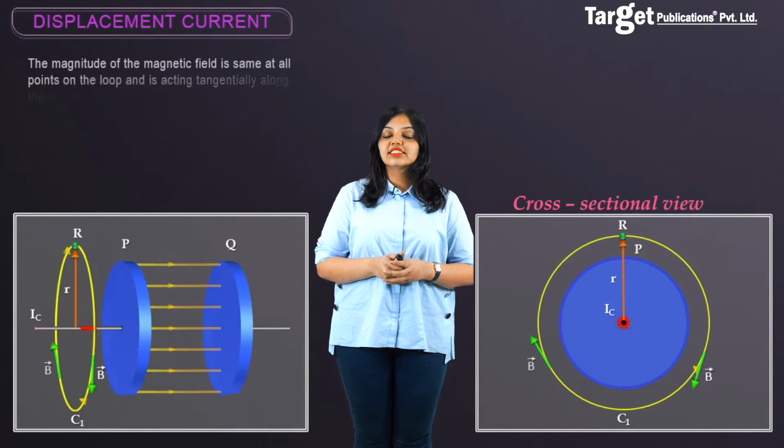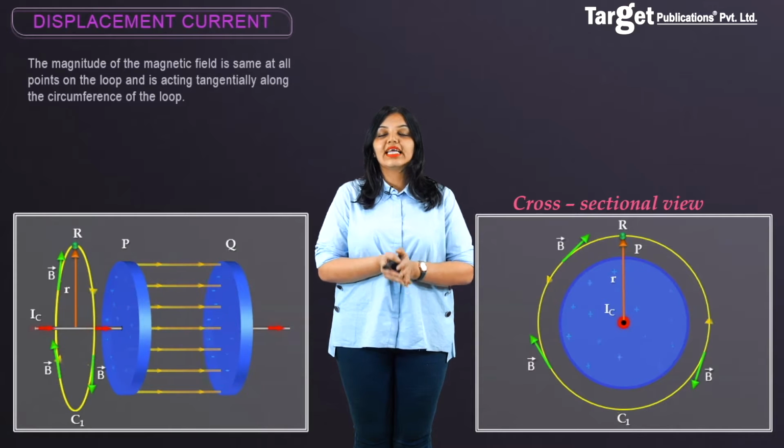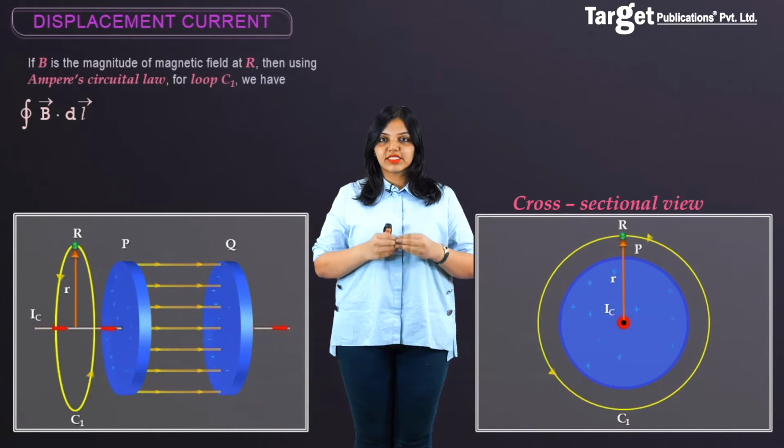You see, in this case, the magnitude of the magnetic field is the same at all points on the loop and is acting tangentially along the circumference of the loop. And because of this, we can use the reduced form of Ampere's circuital law.